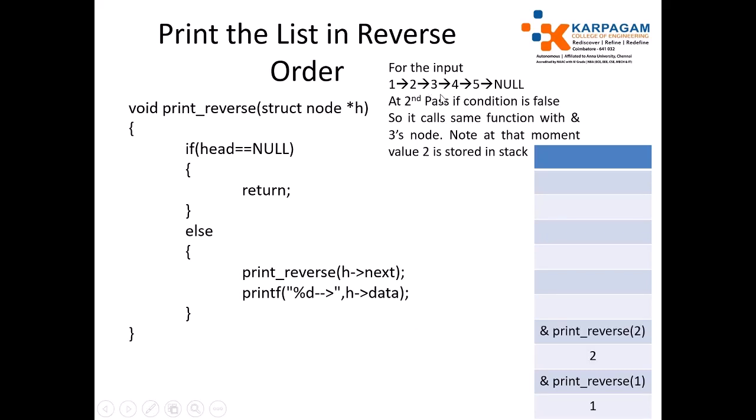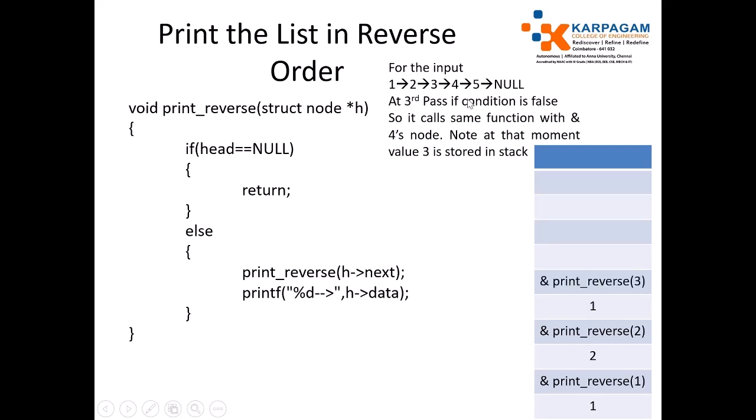At the second pass, the if condition evaluates to false. So it calls the same print reverse function by passing the third node's address. At that time, the value of the second node is stored in the stack, and also the address of the print reverse of 2 function is stored in the stack. Here you are calling the print reverse function with the third node's address.